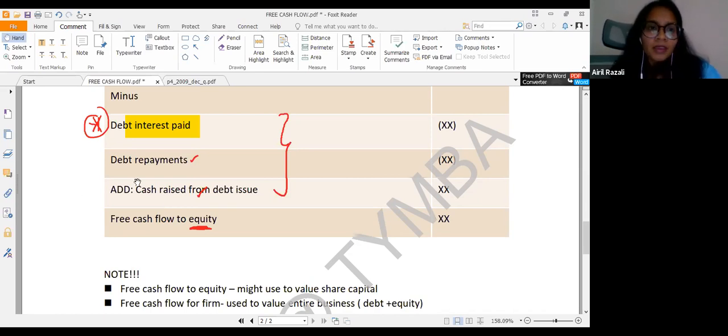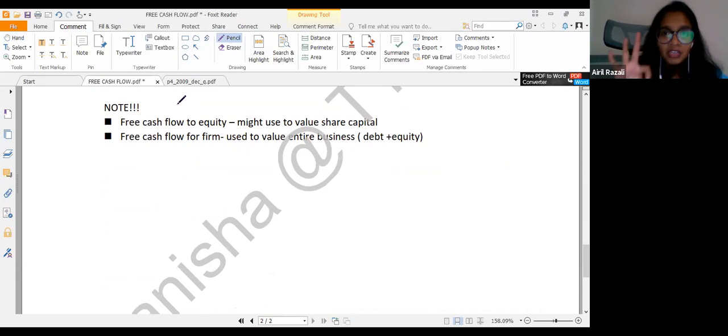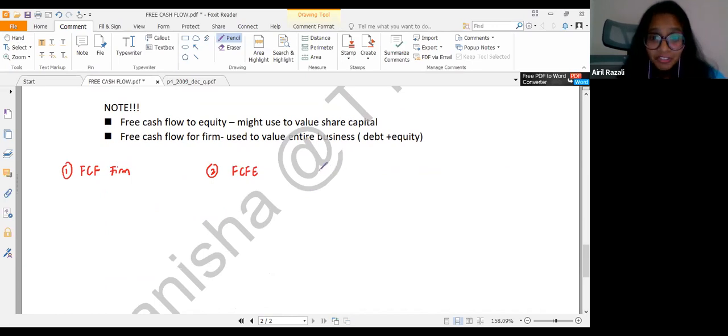This is a little bit tricky because the examiner can ask you 3 different things. Number 1, he asks you to calculate FCF, free cash flow to firm. Number 2, he can ask you to calculate FCFE, free cash flow to equity. Number 3, he will ask you to calculate FCFE using the free cash flow to the firm method.